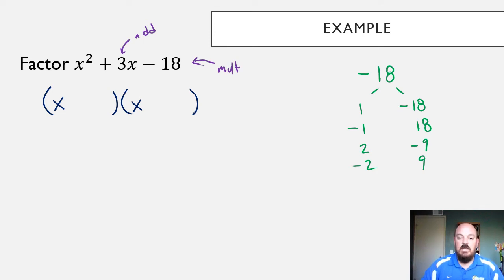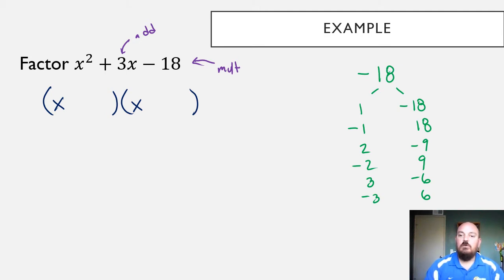The next pair of numbers I think of is 3 times 6. And again, it could be positive 3 times negative 6 or negative 3 times positive 6. And that's actually the end of our list. 4 does not work, 5 does not work, and we're back to 6. So let's look at each pair and see what they add up to.